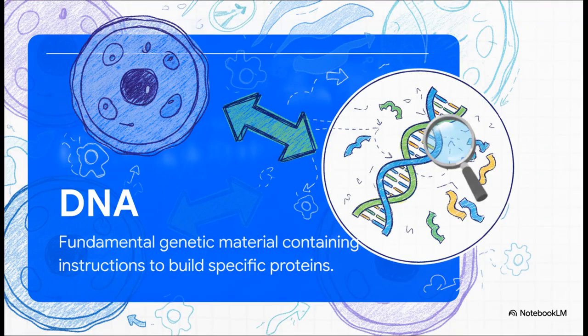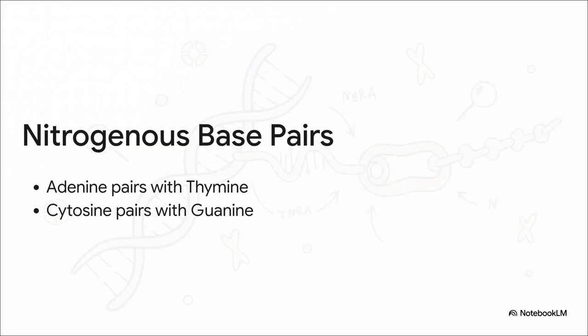If you look at the left side of our split screen, you'll see a macro view of a whole cell. But as we zoom right into the nucleus in that magnified bubble on the right, we find our starting material, DNA, or deoxyribonucleic acid. It's the fundamental genetic material, literally containing the physical instructions required to build every specific protein your body needs.